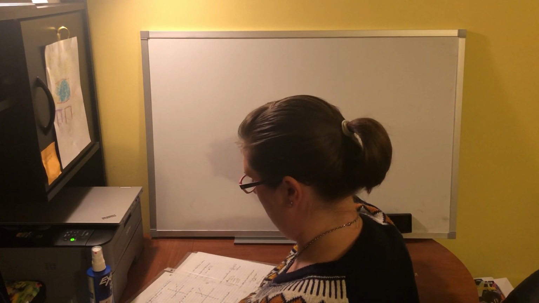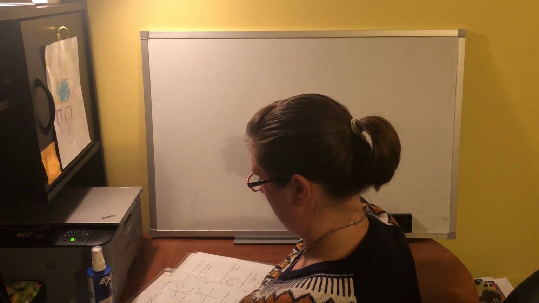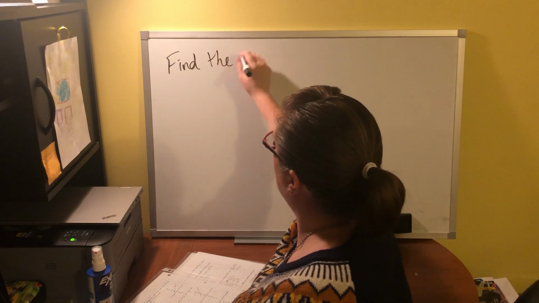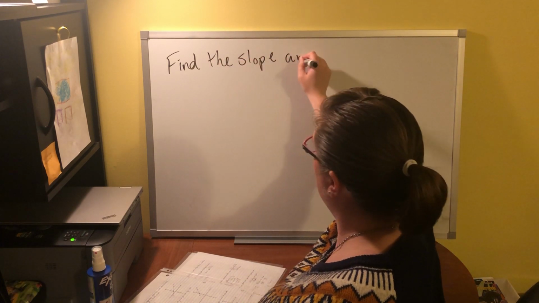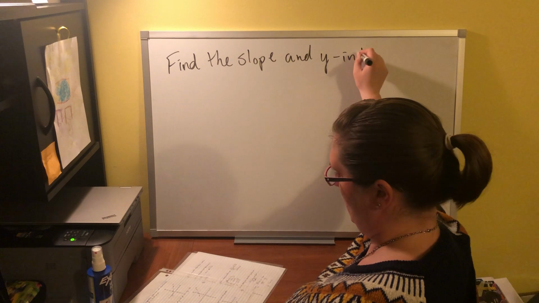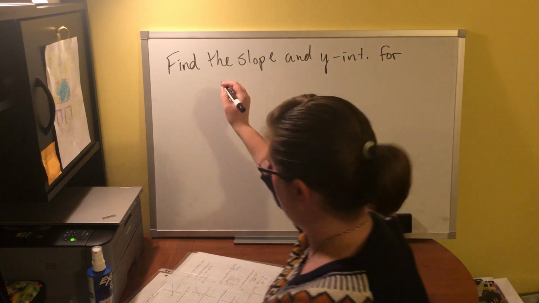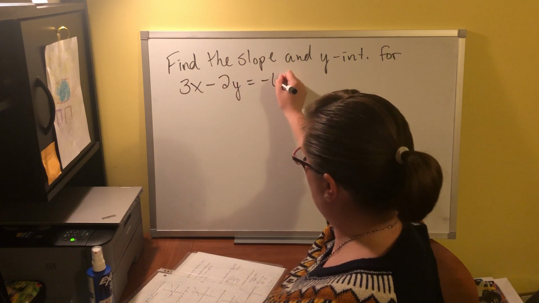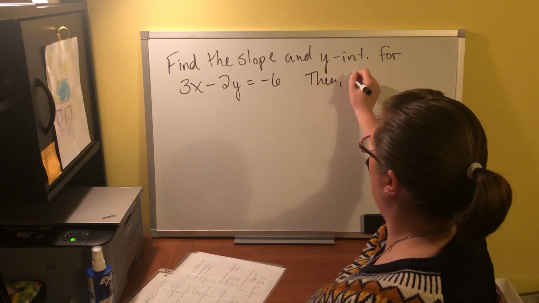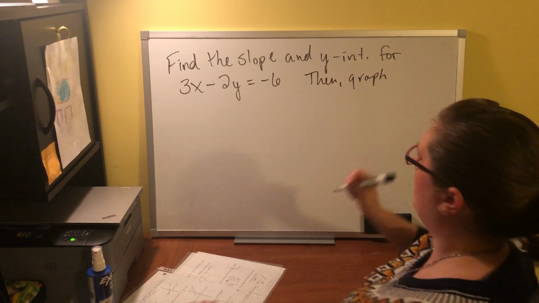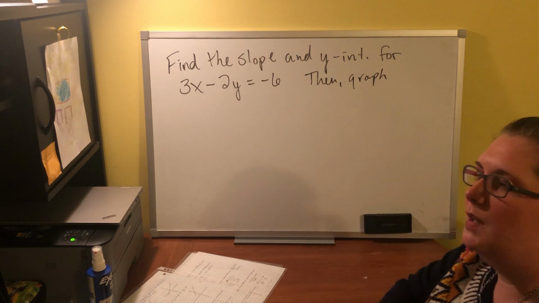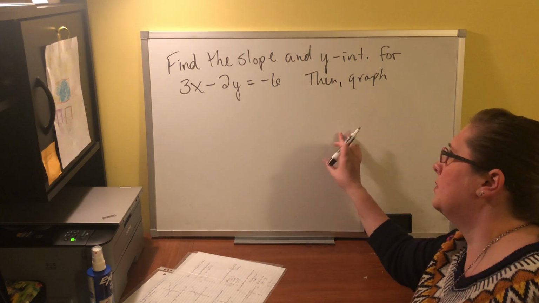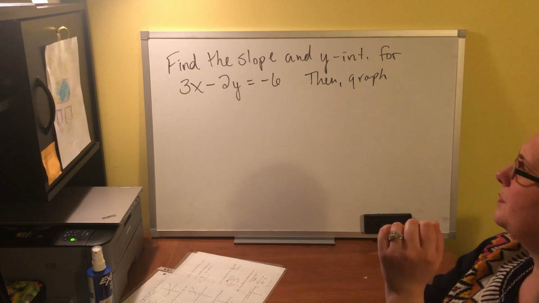Let's say they want us to find the slope and y-intercept for 3x minus 2y equals -6. Then graph. So on your test, you'll have a problem similar to the last problem we just finished, and you will also have a problem like this, okay?